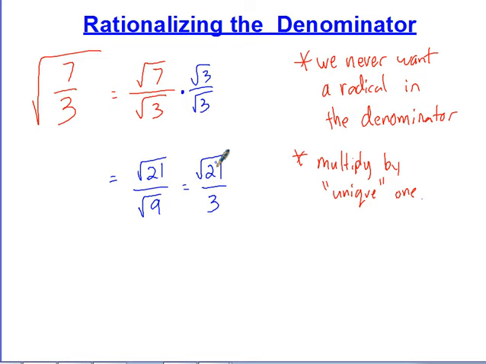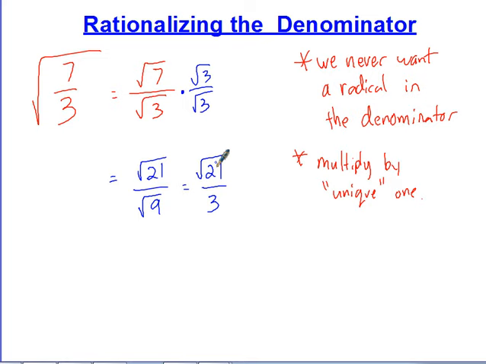Any questions? So is it always going to be square root of 3 over square root of 3? No. It's going to be what? It's going to be whatever's here. Does everybody see that? So that's why it's called a unique 1, because it's unique to every problem. Okay? It's unique to every problem. Any questions about that? Did y'all remember doing that?